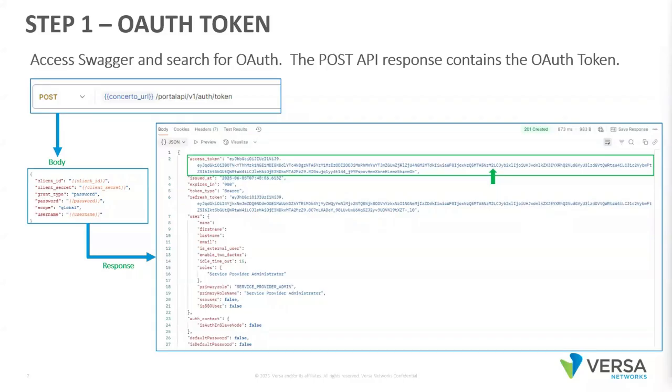For demonstration purposes, screenshots from the Postman app will be used in this video. The POST API call is run to the API seen in Swagger. Please note the portal API is added to the URL. The Concerto URL variable will be either the URL for Concerto or an API gateway. If Versa Cloud hosted, the URL would be for an API gateway. The JSON body contains variables from the body information provided by Swagger. When the API call is run, the OAuth token is listed as access token in the JSON response. This token will be used to authenticate remaining API calls.